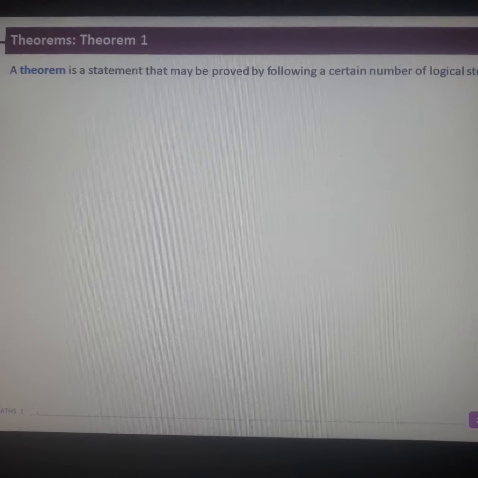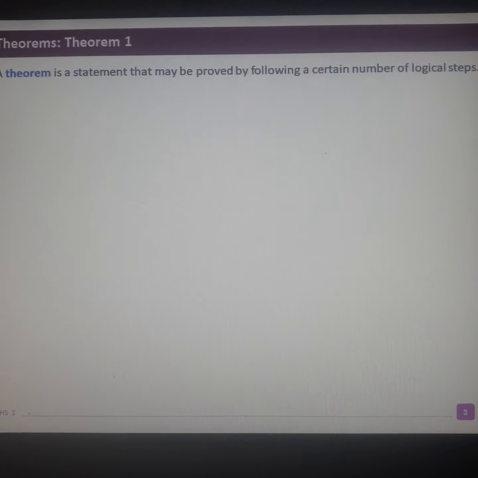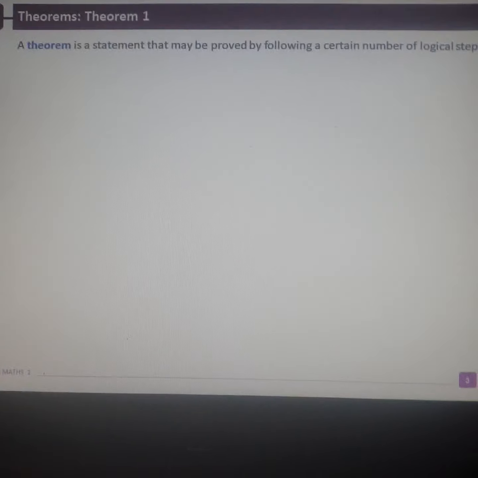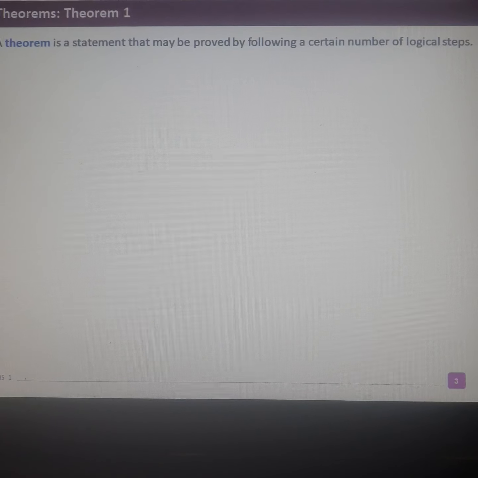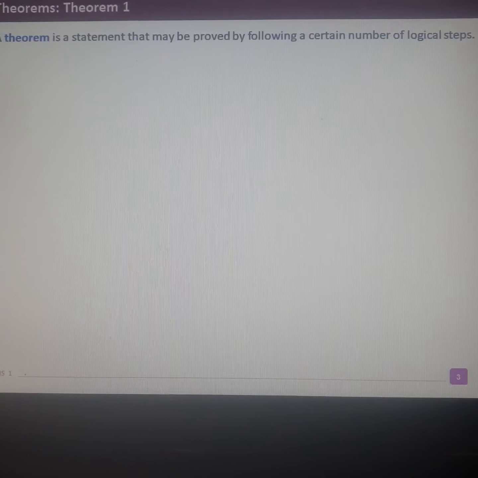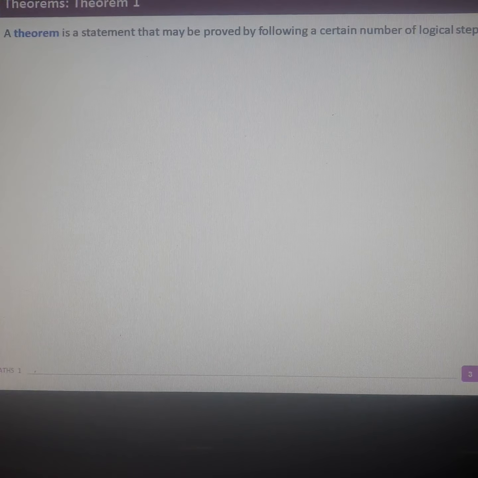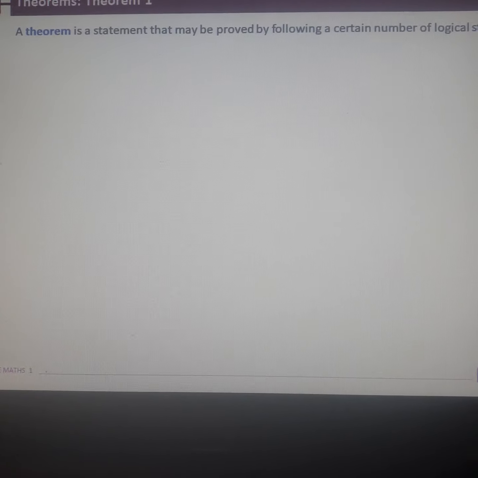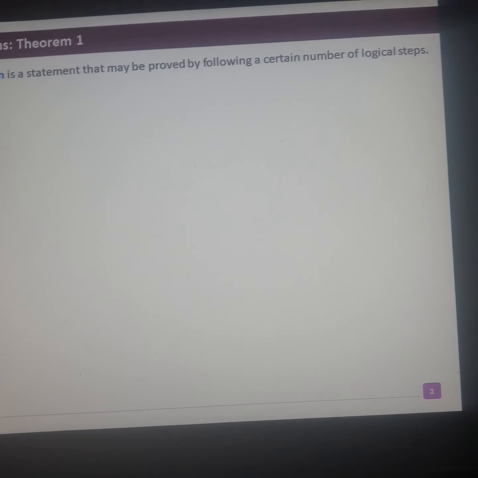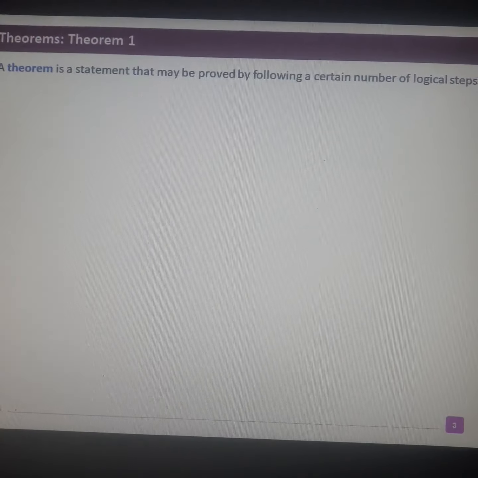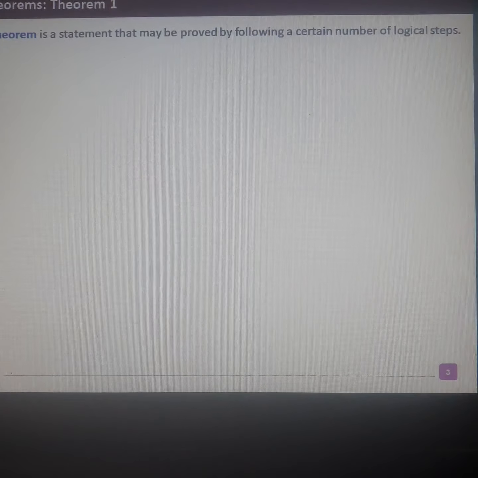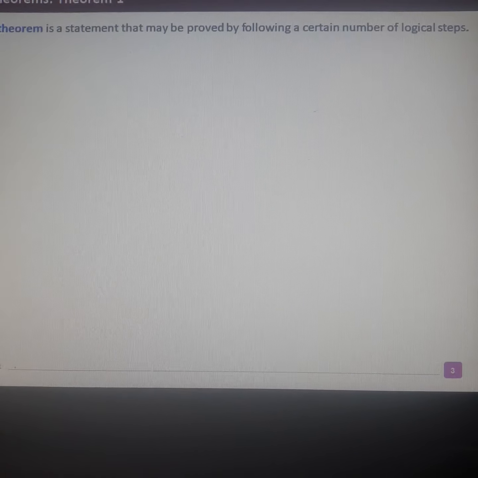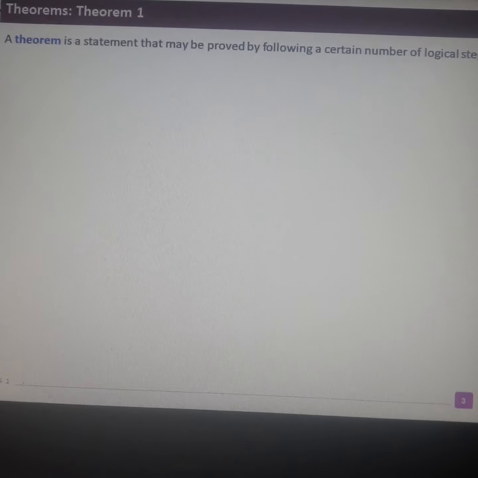The first thing I'd like you to take down as a definition, and this could be one of your keywords, is what a theorem is. A theorem is a statement that may be proved by following a certain number of logical steps. Remember, an axiom is a statement that we accept without proof, but an axiom can be the starting point of a theorem. So you could have an axiom and then create a theorem from it. Okay, so let's continue on.